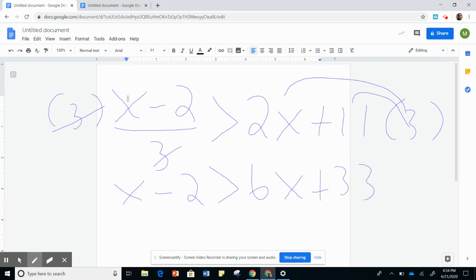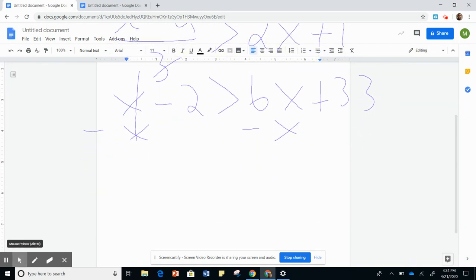Now, you have x's on both sides and numbers on both sides. You choose where you want to move each one. And for this example, let's move the x over here. So we're going to do minus x, minus x. So the x's cancel out here. So we are going to bring down the negative 2 is greater than 6x minus x gives us positive 5x.